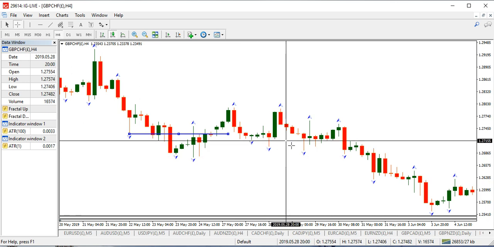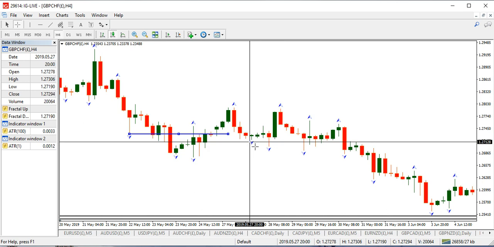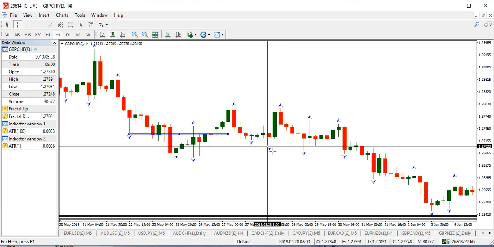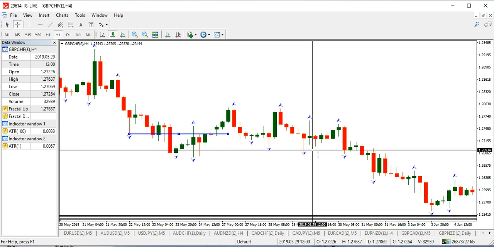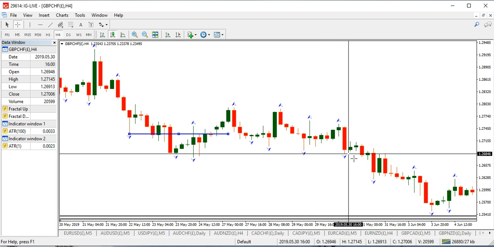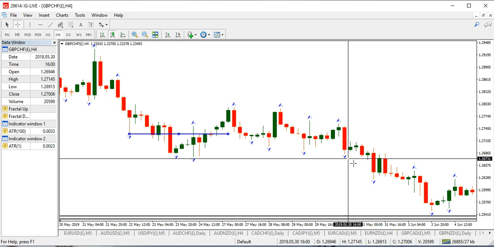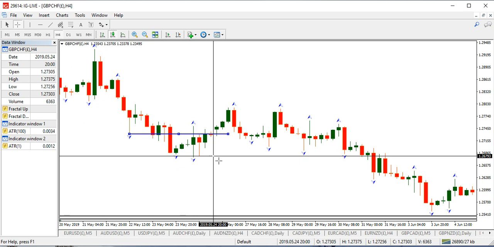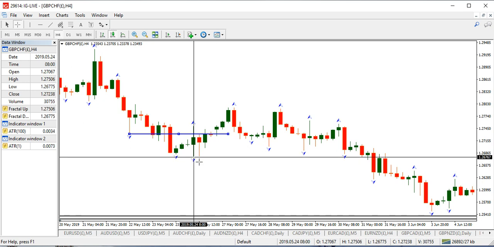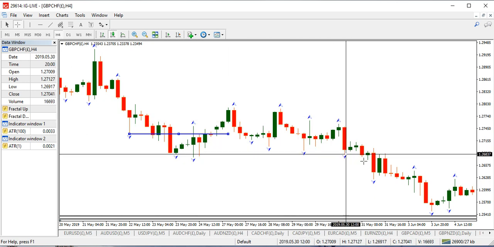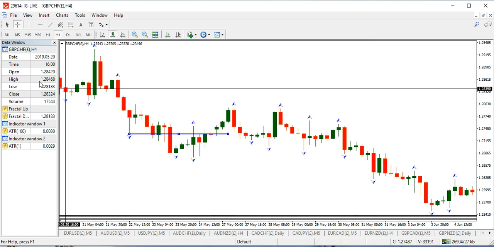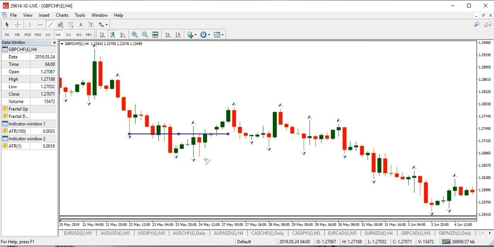It actually would have worked if you'd gone off this one here. It would have worked off here. It would have worked off here at a different level. And it would have worked off there. So it actually didn't matter here. Probably this one was the most indicative of that zone, because price reached this low and then shot up and didn't break through it again until this candle here. So let's just do that.